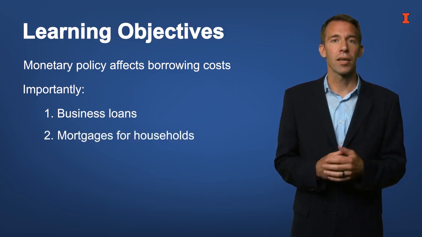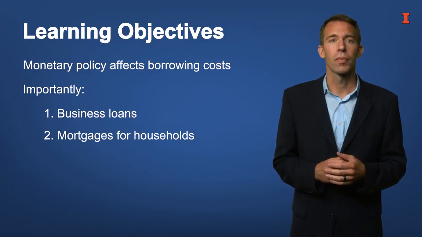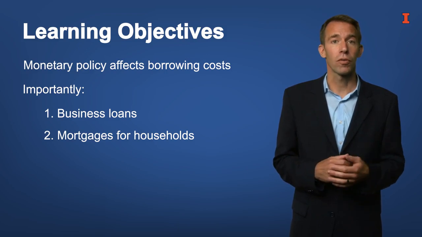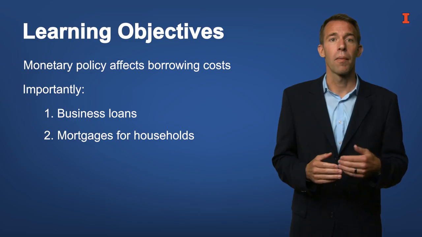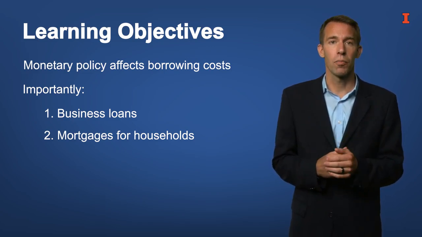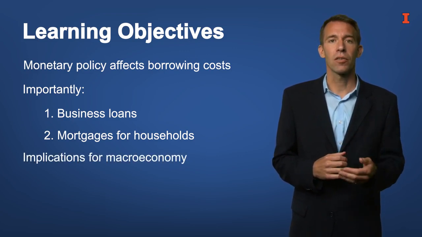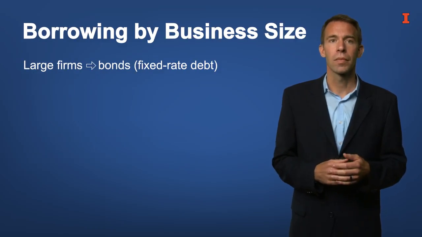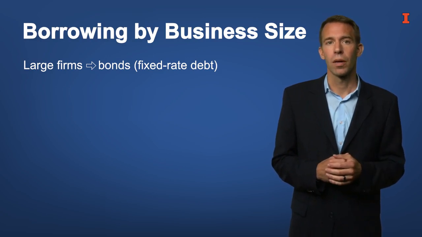We will then examine how the same channel impacts households. Here we will focus on the housing market and mortgage loans. We will see how changes in interest rates matter for households with the option to refinance their mortgage. And then we will discuss the implications for aggregate demand in the economy. Let's get started. Let's first look at businesses.